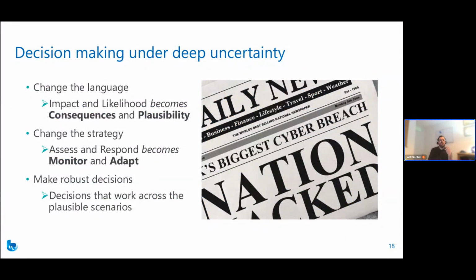And so what do we mean by changing the language on this? What do I mean by we need to adapt our terminology? So, a couple of simple things. Instead of impact and likelihood, let's talk about consequences and plausibility. So rather than asking, do we know what the impact is on a score of 1 to 5, talk about, do we know what the consequence of that would be?